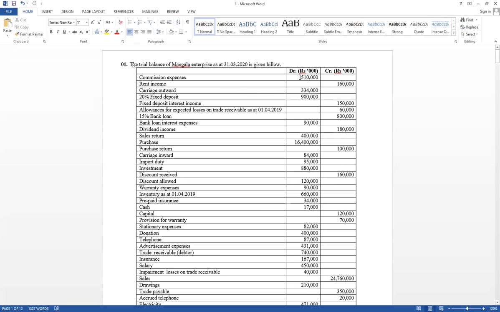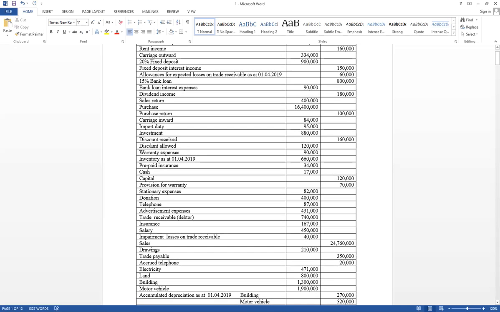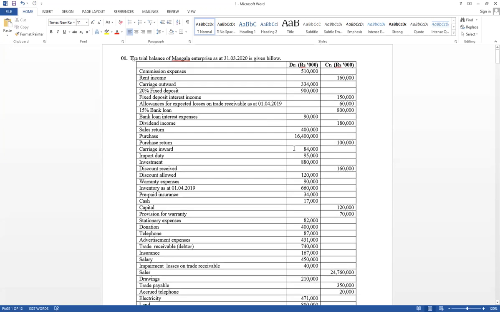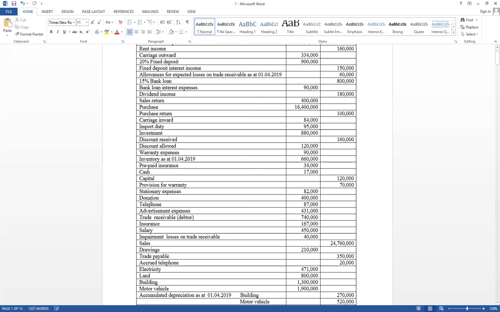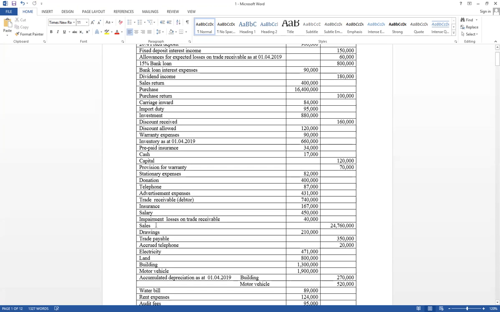In the trial balance, it has given commission income, commission expense, rent income, then fixed deposit, and allowance for expected losses. This is a provision for doubtful debts, and bank loan is available. Opening inventory is given here: inventory 1st April 19. Our accounting period ends on 31st March 20. And donation is given in the trial balance, and salary.